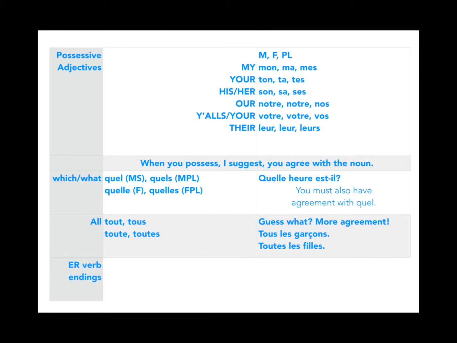All right, let's do the ER verb endings, okay? Last year you learned that there were 3 kinds of regular verbs, ER, IR, and RE. These are the ER verb endings, e, es, e, ons, ez, ent. Okay, so let's conjugate an ER verb. And go back to that other screen if you need to pause and write those endings in. All right, so here's aimer.